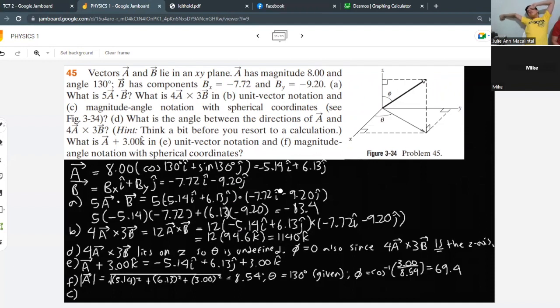what about the dot product? Then the cross product is, so 1,140 for A cross B lies on C. Is this C? There. A. There. Wait, I'm looking for the C, the magnitude-angle notation, and spherical coordinates.